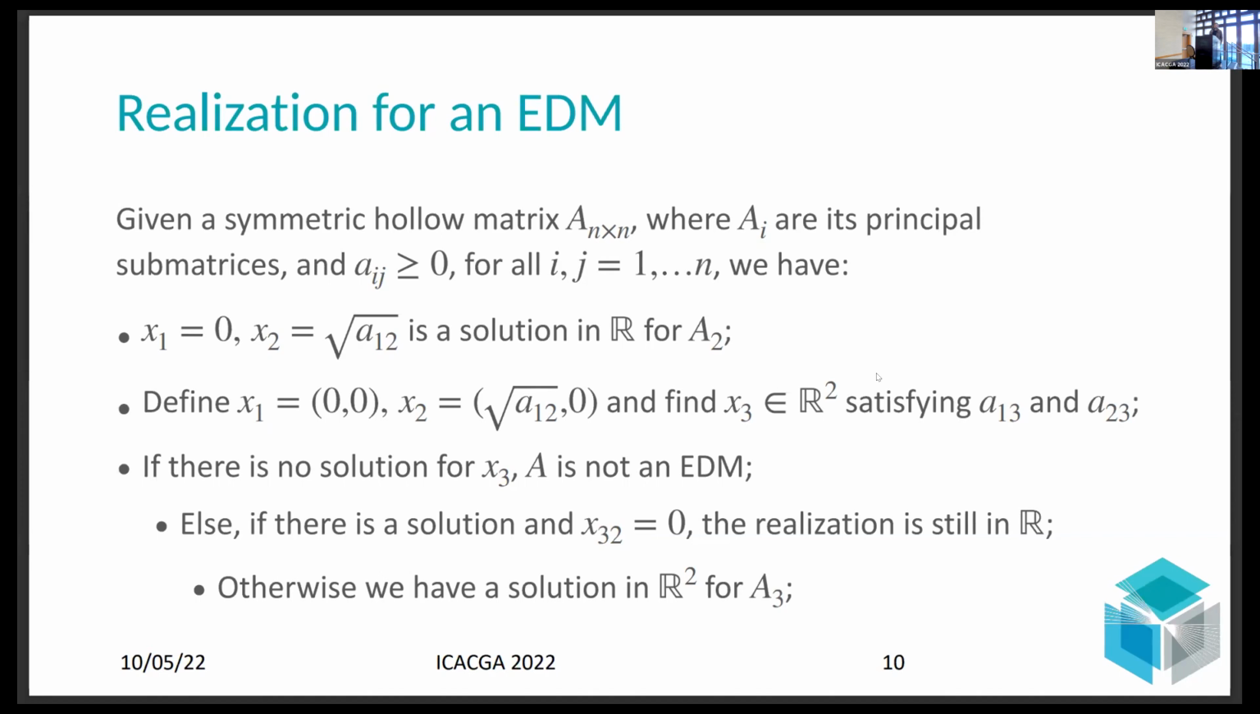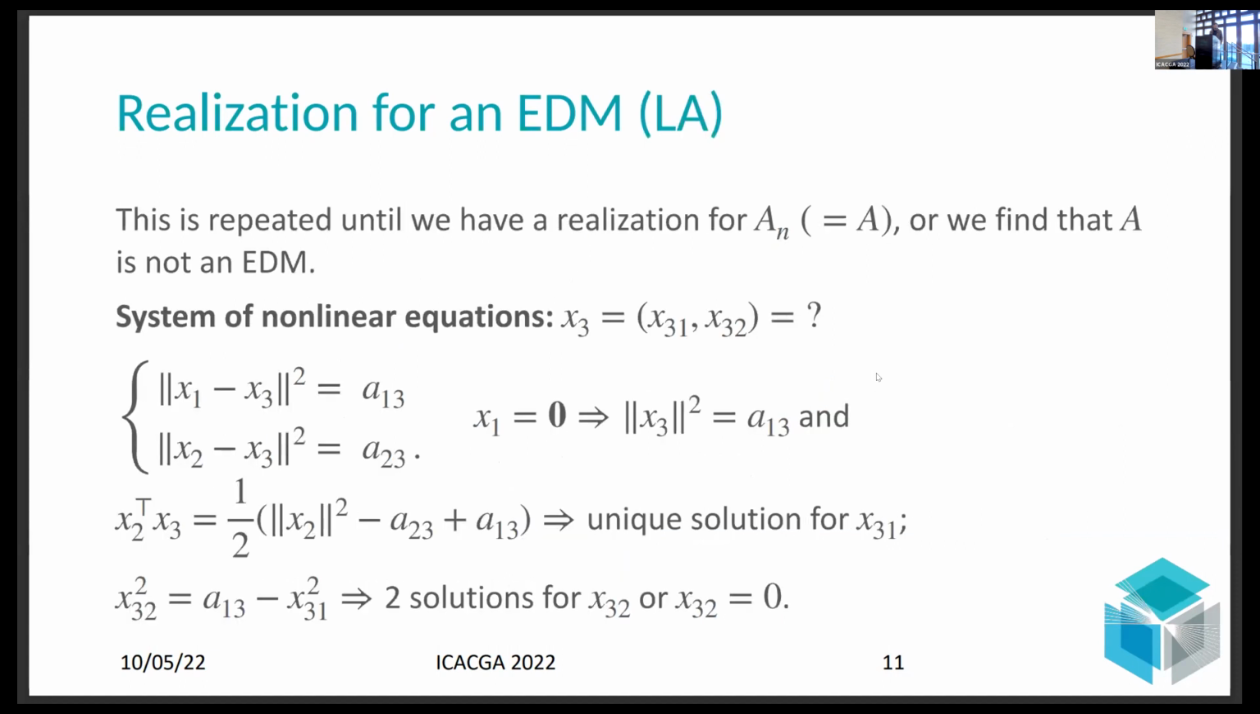If we have no solution for x3, we can stop the process. The matrix will not be an EDM. Otherwise, if the second coordinate is also 0, we can get rid of the zeros, the second coordinates, and our solution will still be in the one-dimensional space. So the embedding dimension in this case remains unchanged. It remains 1 for this point. Otherwise, we have two possible solutions, and we pick one of them. This is repeated until the last submatrix.